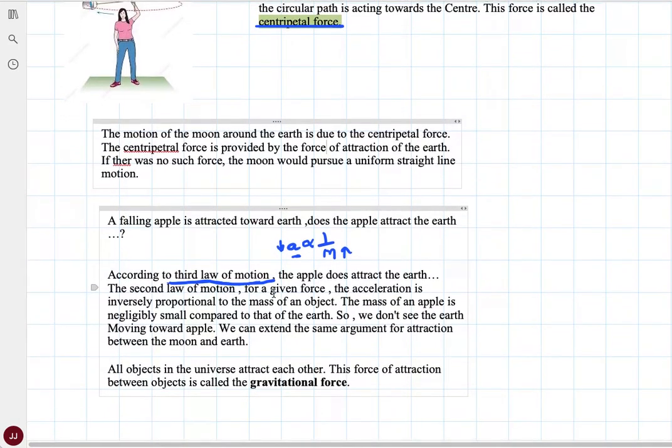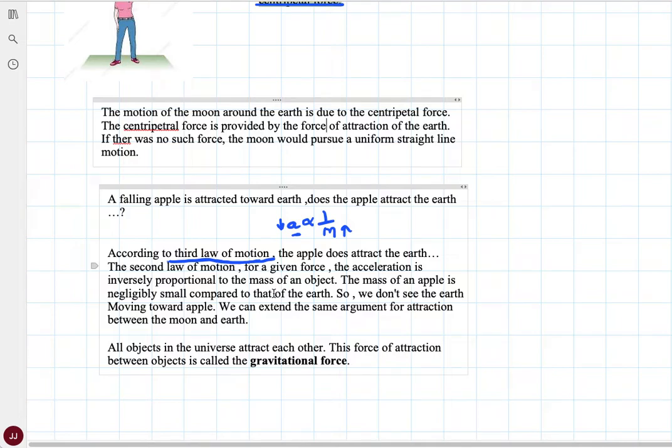Again, thinking beyond. A falling apple is pulled towards the Earth. The other way around, does the apple also attract the Earth? The answer is yes. But why are we not seeing any motion of the Earth? Because we know by the law of motion that acceleration is proportional to 1 by mass. So acceleration is proportional to 1 by m.